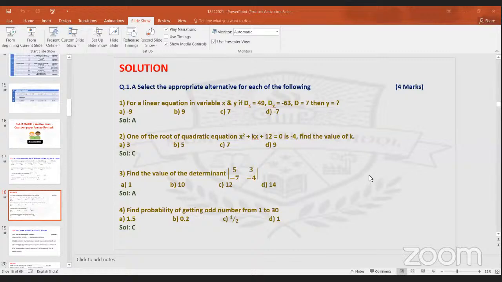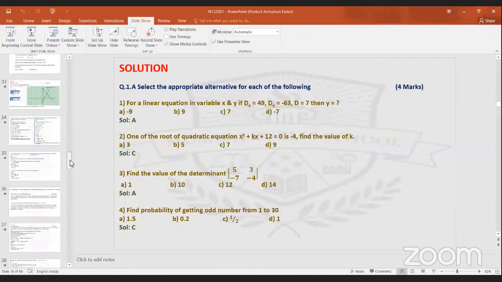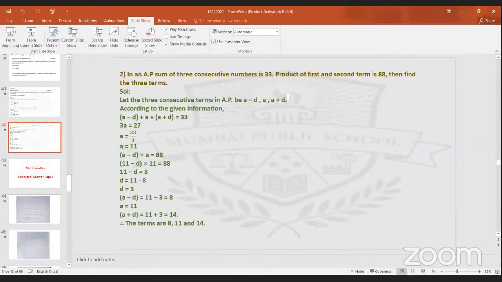Next is Krishna Gupta. You can unmute and ask. Can you explain the sixth question again? Sorry, sir, the last question. Okay, the last question, I'll explain it again. No worries. The sum of the three consecutive numbers is 33. Product of first and the second term is 88. Then find the three terms. This question you want me to explain?